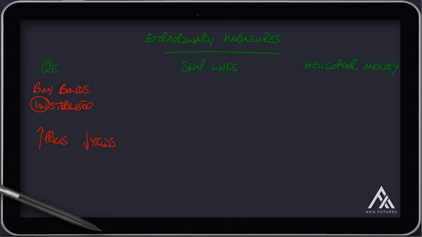QE has then developed in terms of its duration, its size, and also its scope, whereby they moved into corporate bonds.